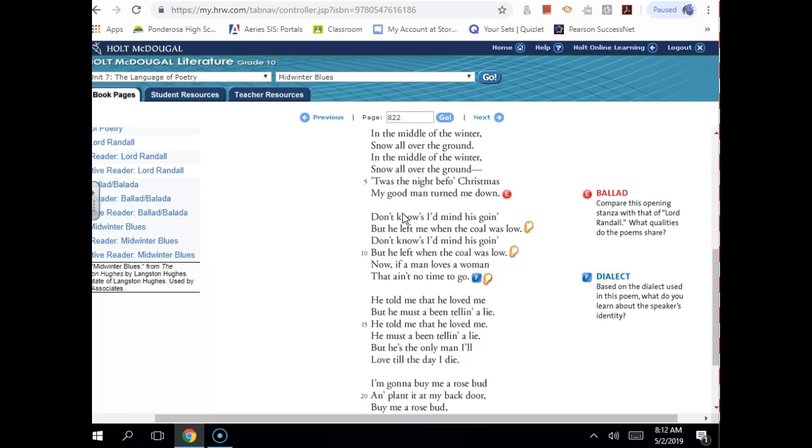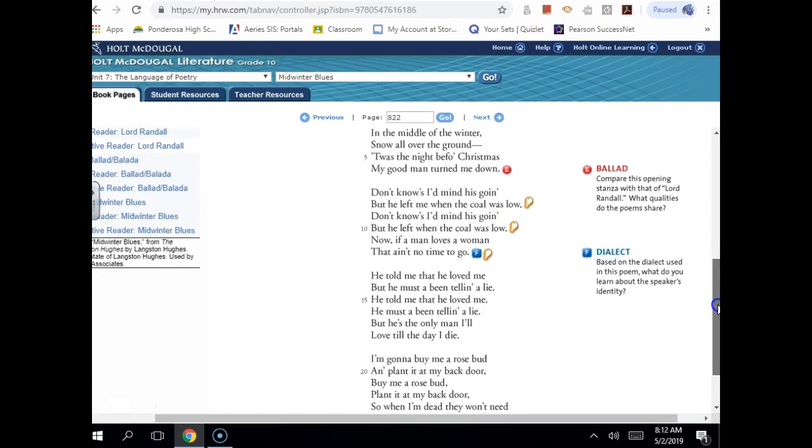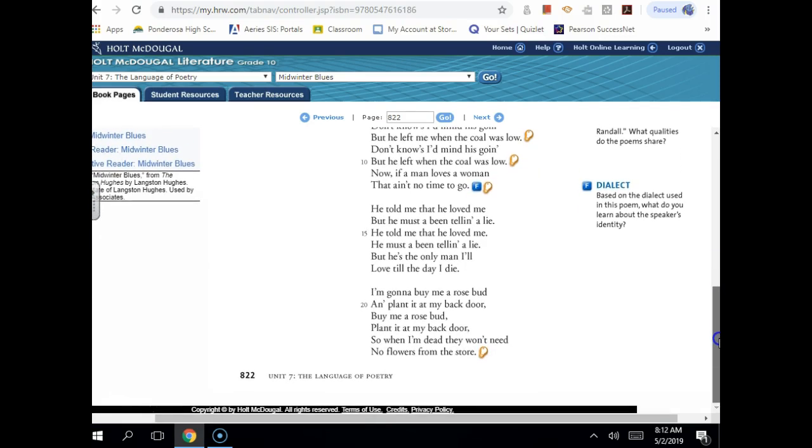In the middle of the winter, snow all over the ground. 'Twas the night before Christmas, my good man turned me down. Don't know's I'd mind his goin', but he left me when the coal was low. Now if a man loves a woman, that ain't no time to go. He told me that he loved me, but he must have been tellin' a lie. But he's the only man I'll love till the day I die. I'm gonna buy me a rosebud and plant it at my back door. So when I'm dead, they won't need no flowers from the store.